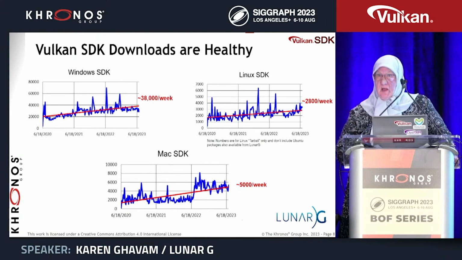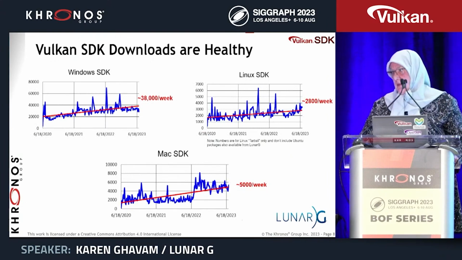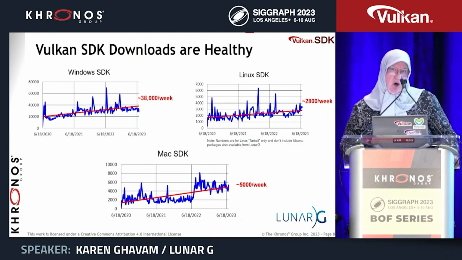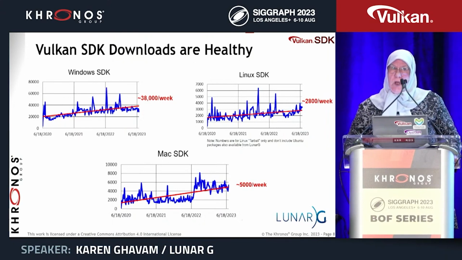Downloads are healthy. As Tom mentioned, his graph must have been old because we're at 38K a week about right now for the Windows SDK. The Linux SDK, the numbers you're seeing here are only for the tarball. I don't have accurate ways to get counts of the Ubuntu packages and how many are being downloaded. But I would say that from a Linux front, we're at least at about 5,000 a week.